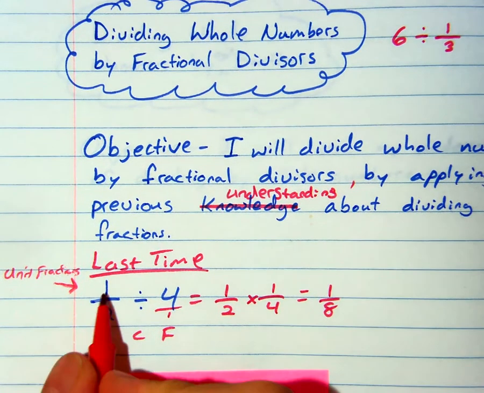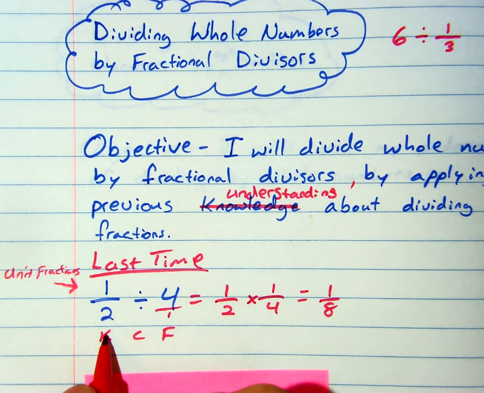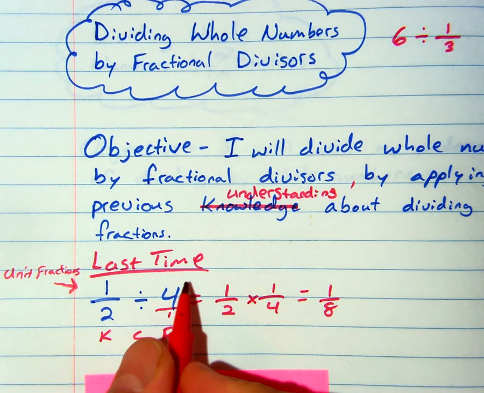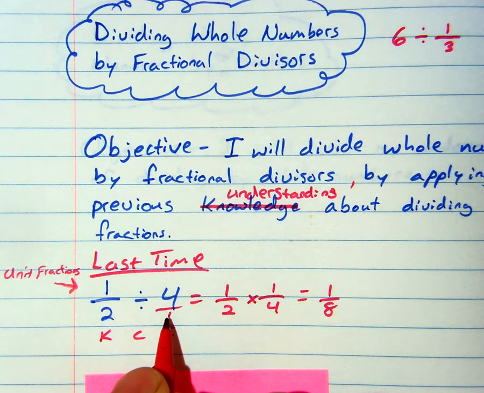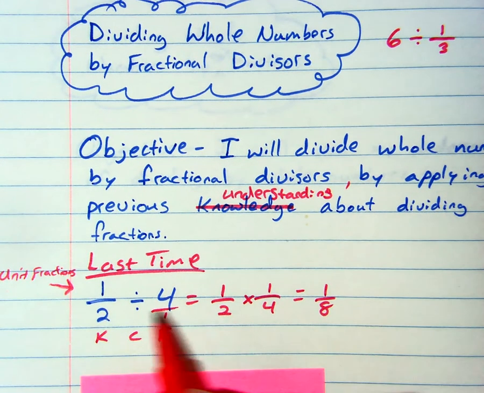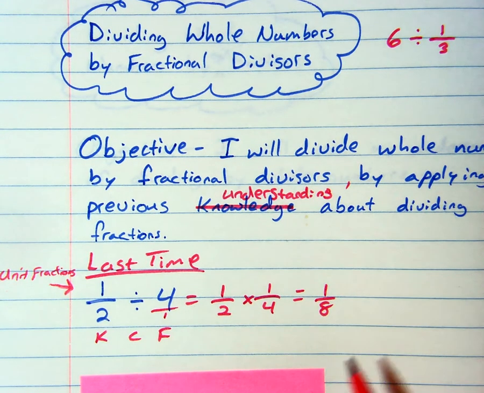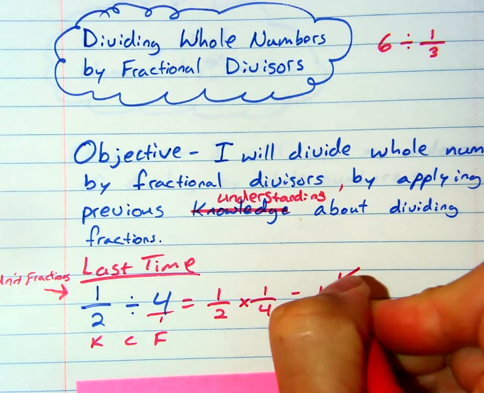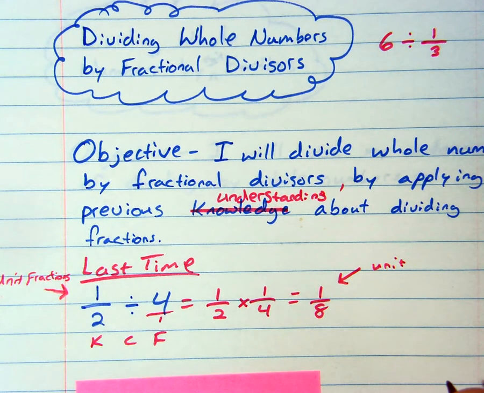So last time, half divided by a whole 4. We kept the dividend. We changed the symbol to multiplication. We had our 4 over 1, and then we're going to flip it to the reciprocal, and it looks like this. Kept, changed, flipped. Then we multiply, 1/8. Hurrah! Again, we end up with a unit fraction, because we have 1 on top.